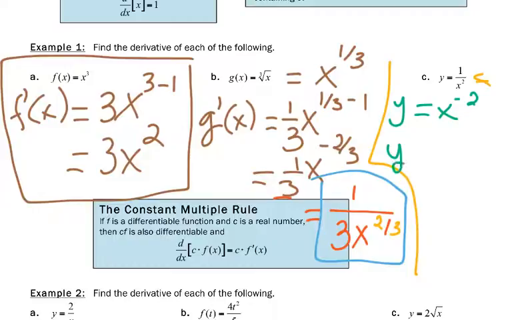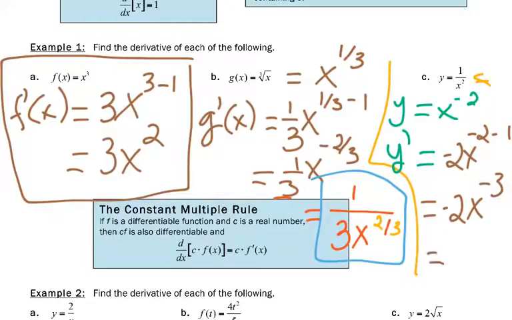So now, the derivative of this function will be, alright, I'm taking the negative 2 in front, right? And then negative 2 minus 1. So that would give you negative 2x to the negative 3. Again, we cannot have a negative exponent, so we move it down to the denominator. So this would be the slope of y equals 1 over x squared.